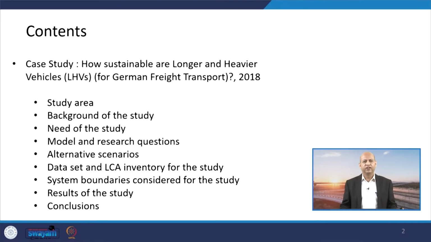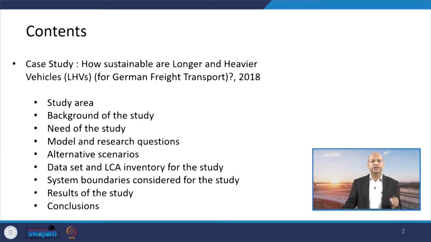First of all we will discuss the study area, then we will briefly touch on the background of the study, and what the need of the study was, why it was carried out. Then the model and research questions related to this study will be our focus, and then we will see the alternative scenarios, so that we can look at different situations to learn about the best possible scenario.